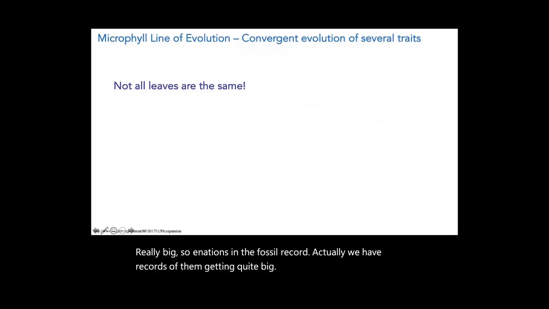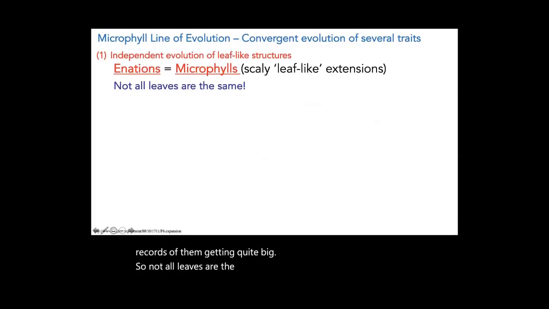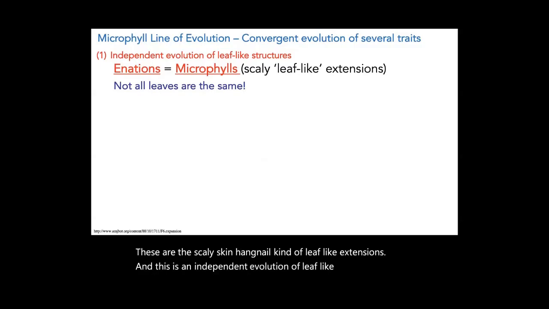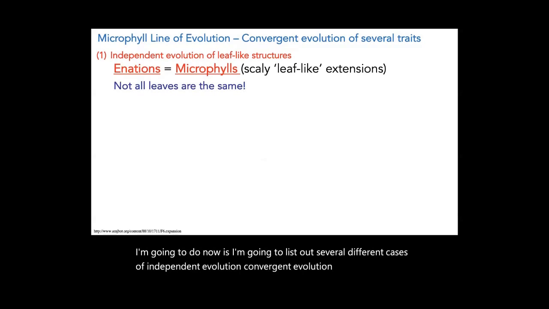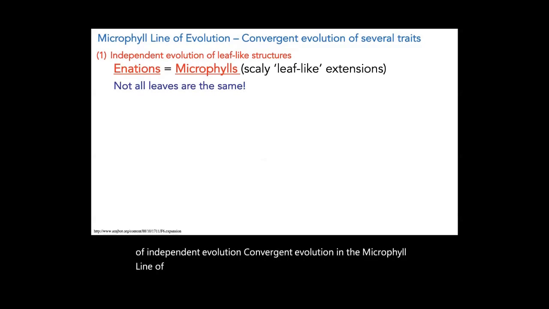So not all leaves are the same, all right? So enations equal microphylls. These are these scaly, hangnail-like, leaf-like extensions, all right? And this is an independent evolution of leaf-like structures. So what I'm going to do now is list out several different cases of independent, convergent evolution in the microphyll line of evolution, okay? But before I go into listing out all those details, I wanted to go into a little bit of detail in terms of how enations or microphylls are different from megaphylls.